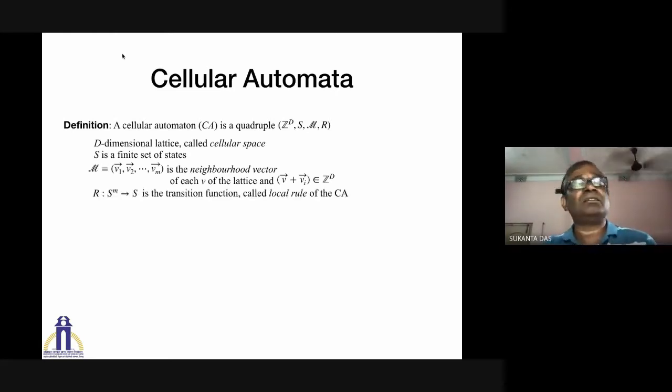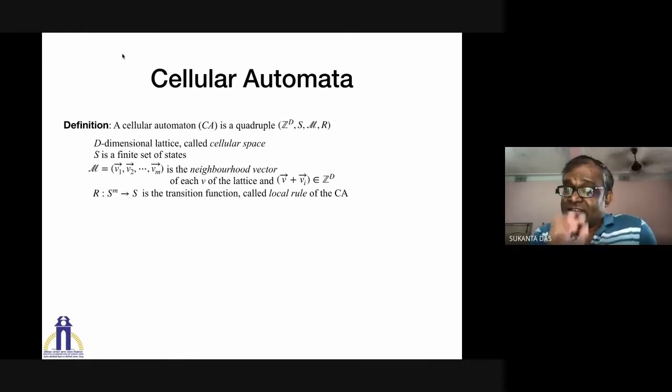And R is s to the power m to s, the transition function. In the CA literature, we call them rule or local rule. So when we call it the rule now, we always mean the local rule. In our further discussion, we shall call it the rule of the CA, meaning the local rule of the CA. Why this local rule?